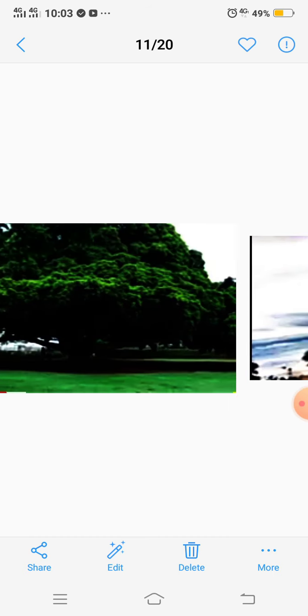Now, my dear students, there are different types of plants. Some plants are very small in size, some plants are very big, some plants have flowers, some plants do not have any flower, some plants give shade while others do not. The plants are of different natures.